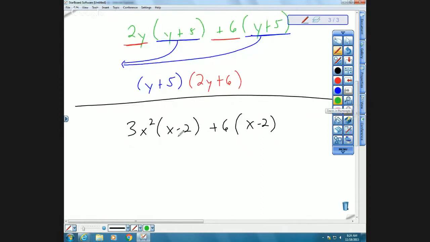So here on this one, like I said, these are both on the inside, so I'm going to put these together. And then these are both on the outside, so I'm going to put those together. If these are exactly the same, you're just pulling them out and putting them together, and then you're putting what's on the outside together. Okay, so that's the last step of factor by grouping.